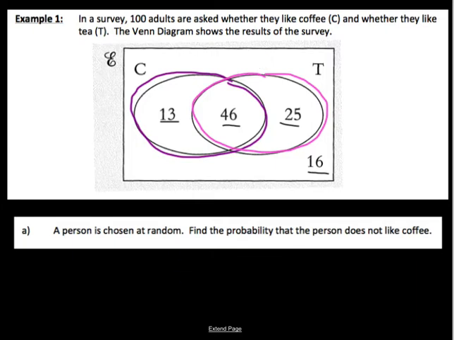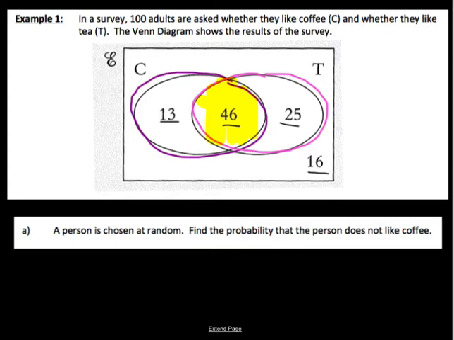And then there is the circle where they meet in between. Okay, the circle where they meet in between means that they like both. Okay, they like both coffee and tea. And then the last number we need to talk about is 16. 16 means they don't like coffee or tea. Okay, they like neither. So let's just go ahead and look at some probability problems that do with Venn diagrams.